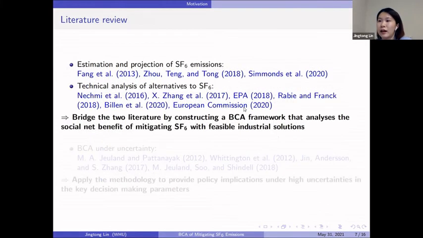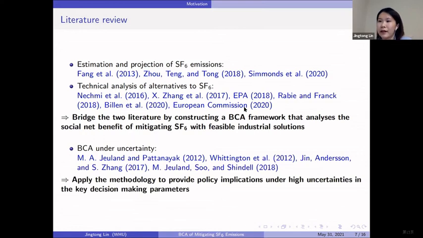Up to now, there is a large amount of literature focusing on the estimation and projection of SF6 emissions. Others focus on the technical analysis of alternative gases and equipment. To the best of our knowledge, no previous study has looked at the economic benefit of replacing SF6. And our work fills this gap by constructing a benefit cost analysis framework and analyzing the social net benefit of mitigating SF6 with feasible real-world solutions.